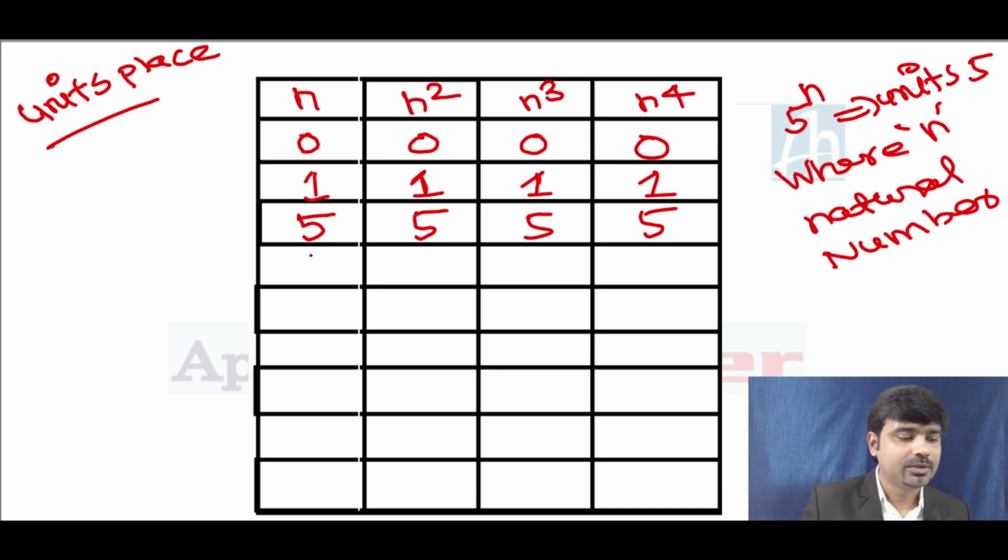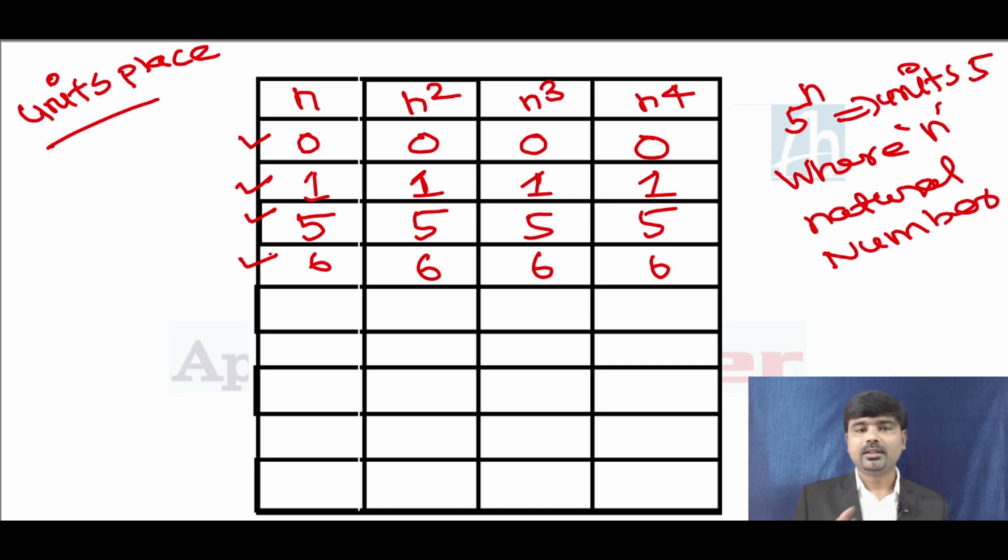Next we choose 6. 6 square is 36, unit place is 6; 6 power 3 is 216, the unit place is 6; 6 power 4 also has unit place 6. The same concept: 6 power n, the unit place is always 6, where n is a natural number. If the unit place is 0, 1, 5 or 6, these are very easy. The same unit place will come even if the power is increasing.